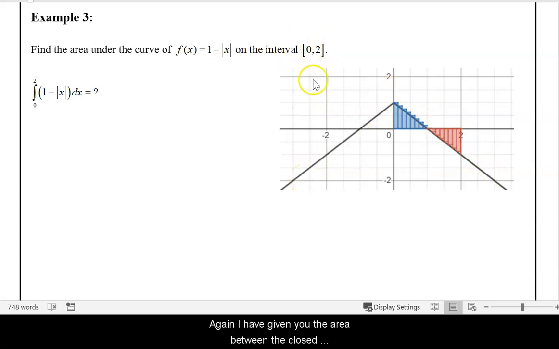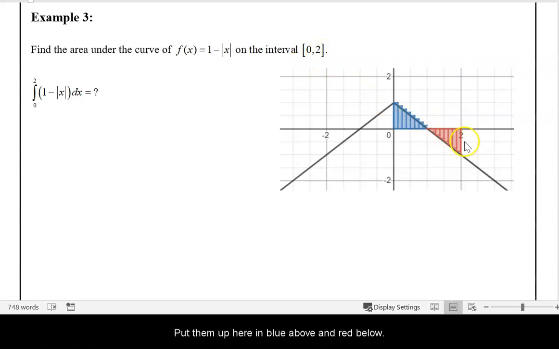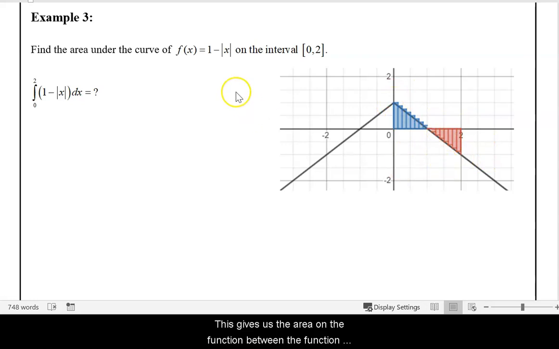Again, I have given you the area between the closed values x equals 0 and x equals 2. I've put them up here in blue above and red below. This gives us the area between the function and the x-axis over the closed interval from 0 to 2. For the definite integral, we take the left endpoint of the closed interval as the lower limit and the right endpoint as the upper limit. If we do that, then we use the function as the integrand.